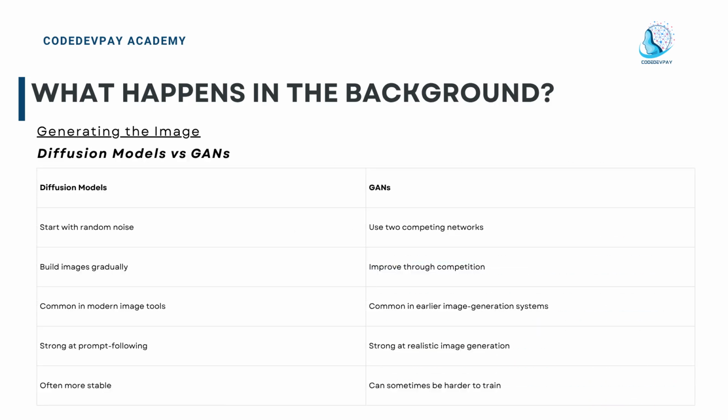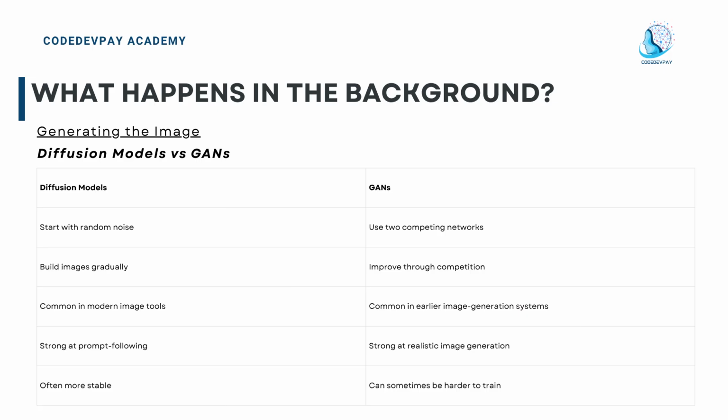Diffusion models start with random noise. GAN uses two competing networks. Diffusion models build images gradually, and GANs improve through competition. Diffusion models are common in modern image tools. GANs are common in earlier image generation systems. Strong at prompt following for diffusion models, strong at realistic image generation for GANs. Diffusion models are often more stable, and GANs are sometimes harder to train.